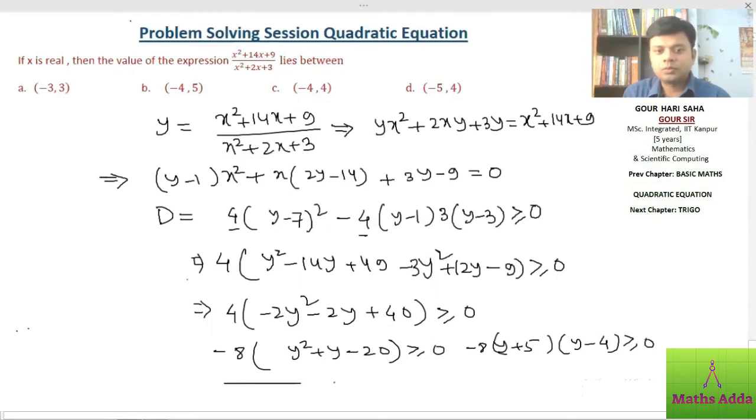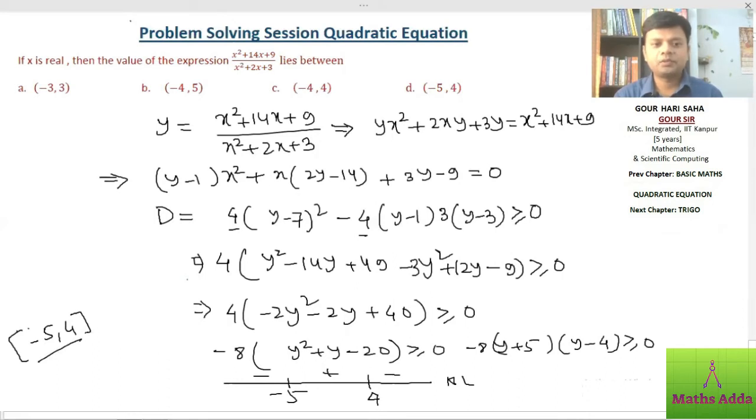So, what are the critical points? Critical points are 4 and minus 5. So, minus 5, 4. Now, what is it? The highest power is minus 8y square, right. So, it starts with negative, then positive, then negative. We are looking for greater than or equal to 0, positive or 0. So, positive in this region and 0 at minus 5 and 4. So, it is minus 5 to 4 closed, right. So, the answer will be from minus 5 to 4 closed. So, this option needs to be changed, it is minus 5 to 4, this is your answer.